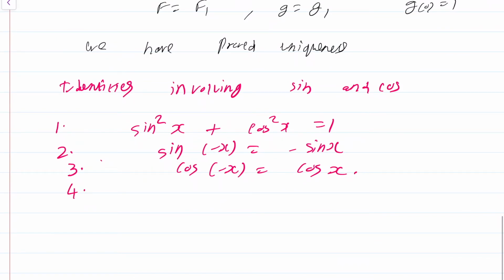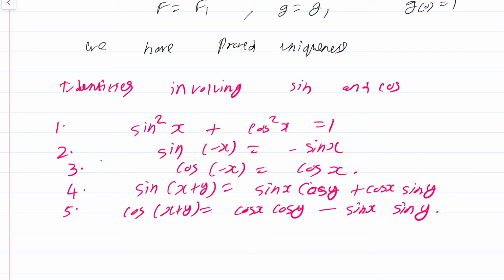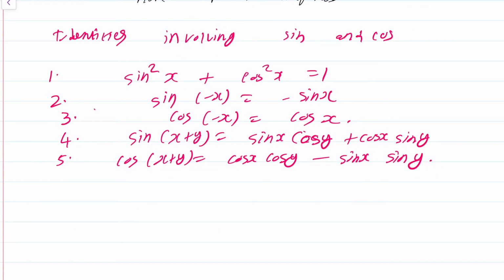Okay. 4 is the famous sine rule. Sine of x plus y is sine x cos y plus cos x sine y. And number 5, cos of x plus y is equal to cos x cos y minus sine x sine y. Let me prove 4, and the proof of 5 is entirely similar. So, proof of 4.